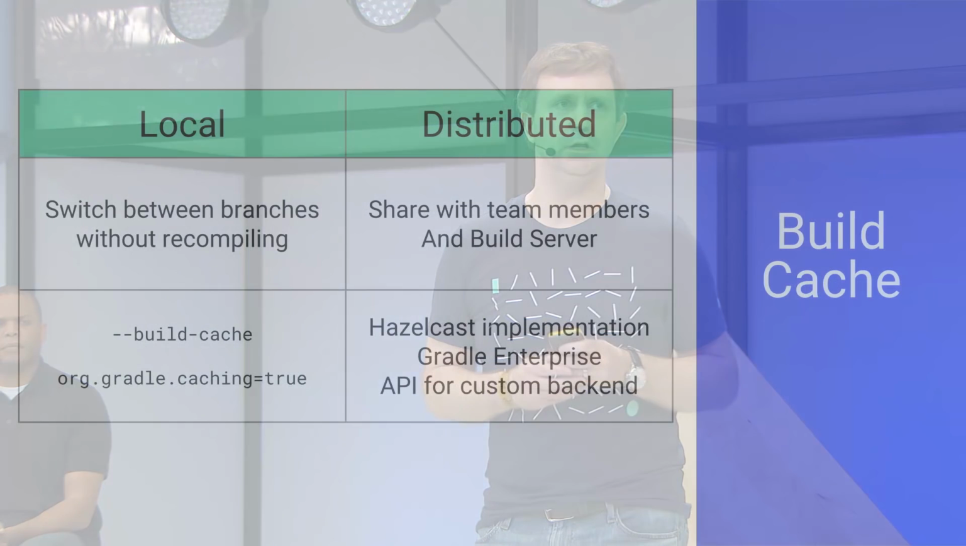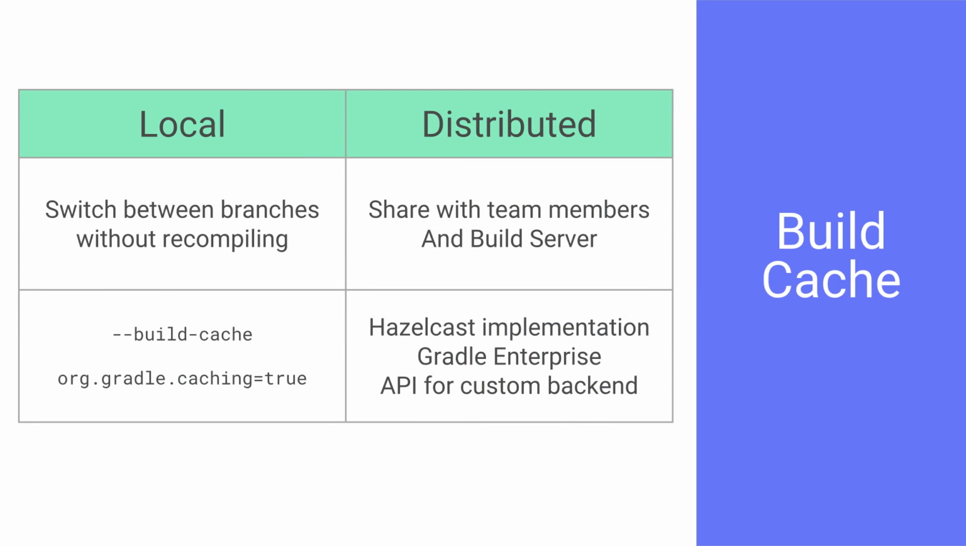There's two different versions of the cache. The first one is local, so it's good when you're switching between branches, and you can enable it today with Gradle 4.0 using --build-cache or the property. And then the other one is the distributed one, sharing the build cache with your teammates and your build server. For that, you need a storage backend. So they have a reference implementation on top of Hazelcast that you can use. Gradle Enterprise, of course, supports it, and there's a very simple API if you want to generate your own backend.